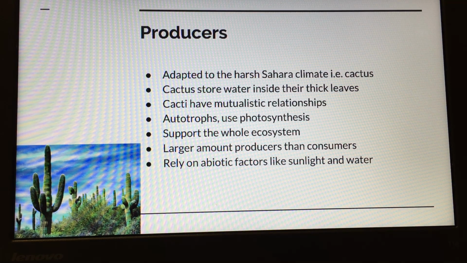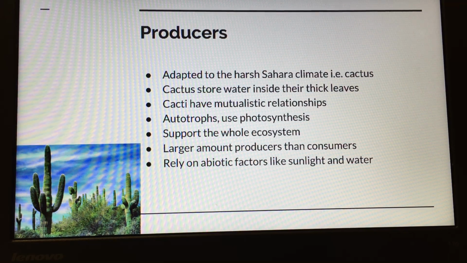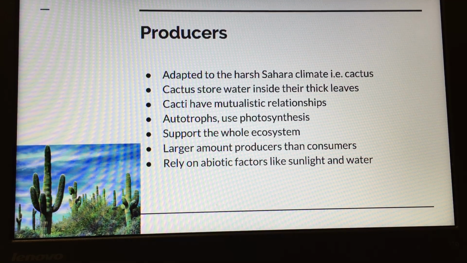Producers are adapted to the harsh Sahara climate. For example, cactuses store water inside their thick leaves and thick stems. They also have deep roots that can sometimes reach down all the way to the water table. They have mutualistic relationships with the organisms that consume their fruits. Those organisms subsequently sow its seeds, which allows the cactus to reproduce.